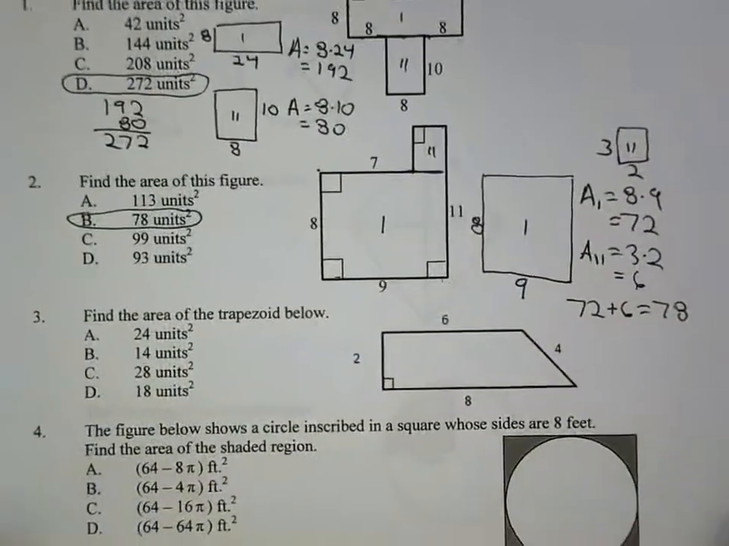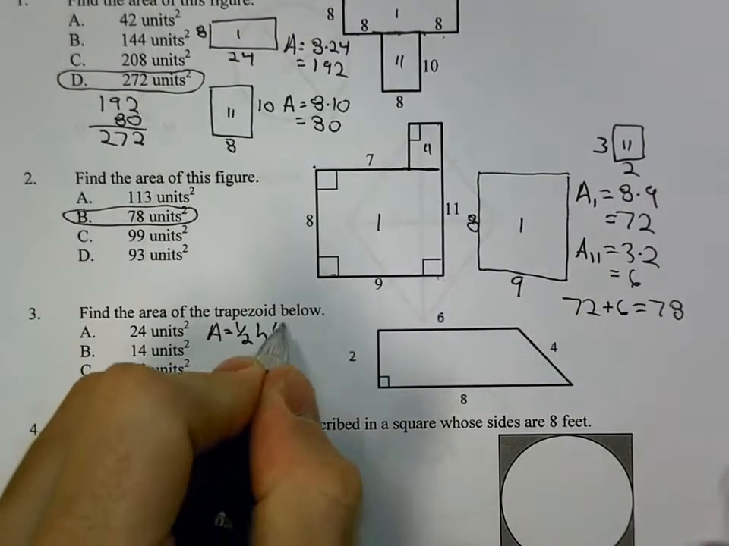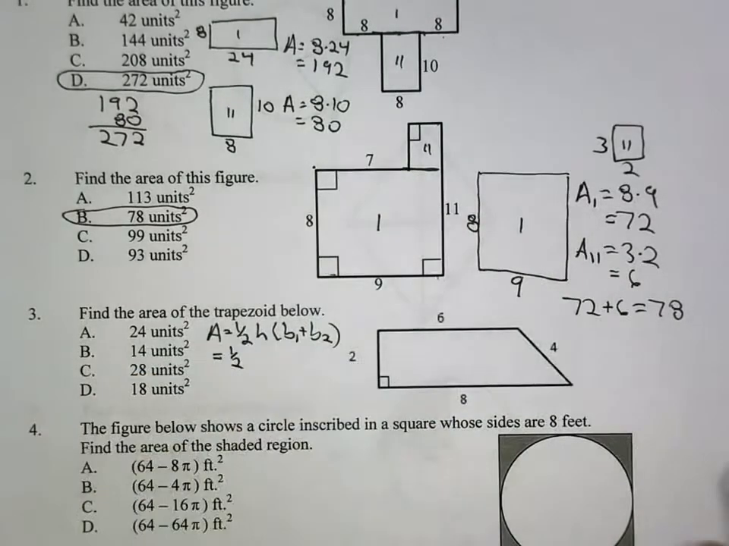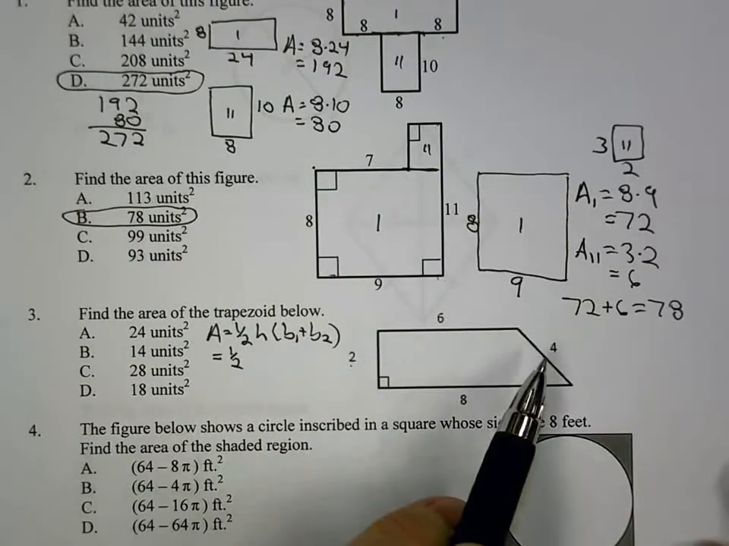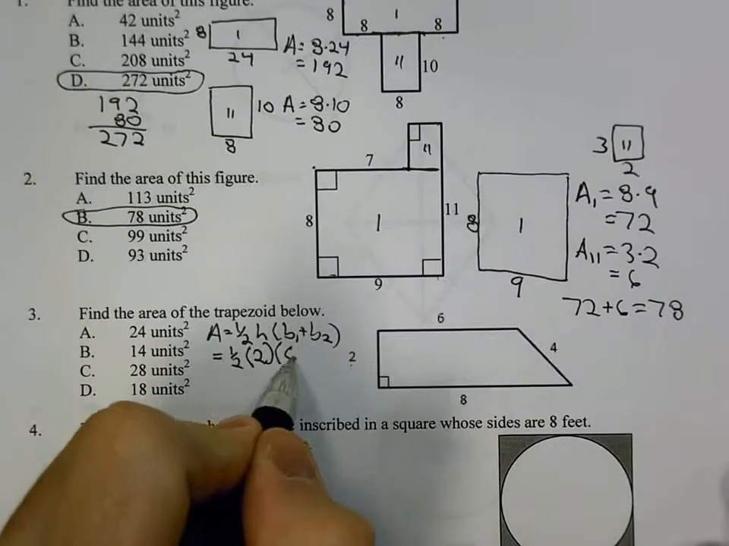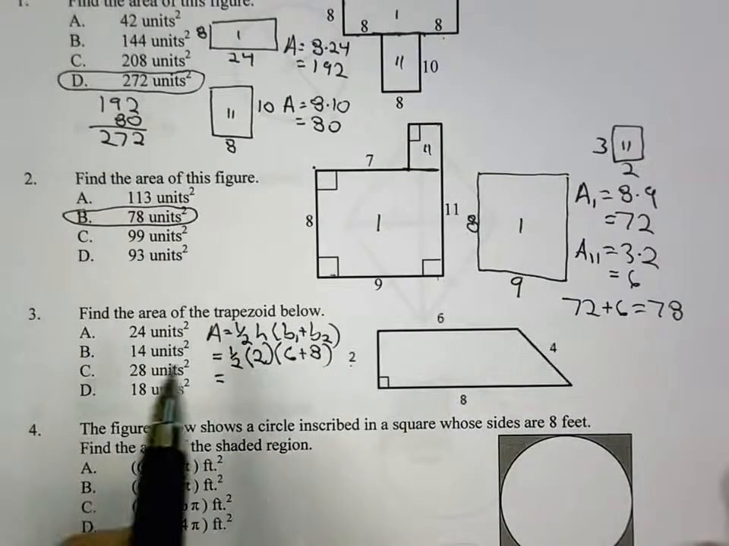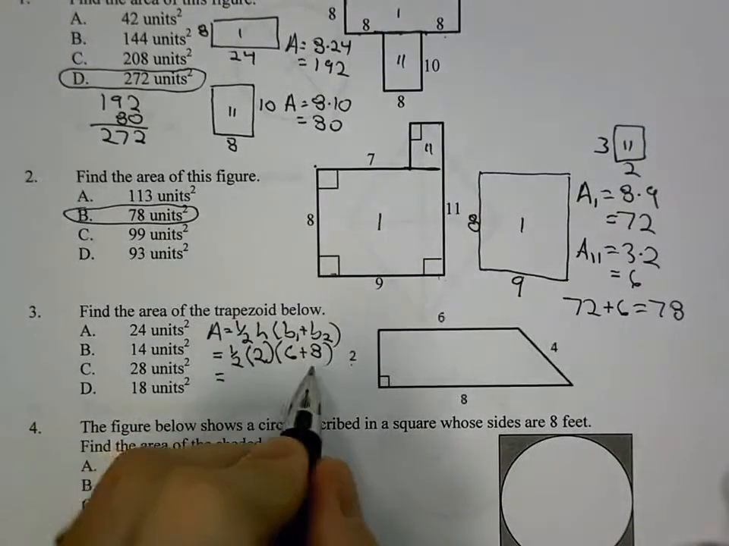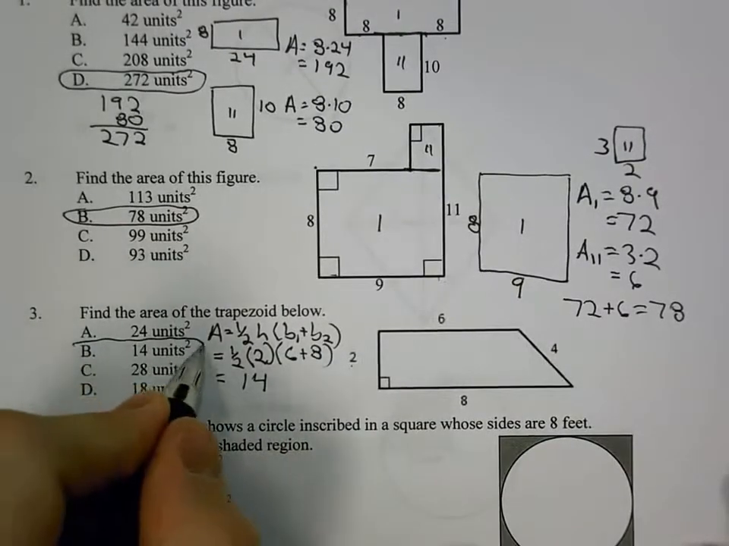For number 3, we need to find the area of the trapezoid. Our formula for the trapezoid is 1/2 the height times base 1 plus base 2. So 1/2, when we pick the height, we have to make sure it's perpendicular to the bases. The 2 is perpendicular to the bases, the 4 is not. So 2 is our height. Base 1 is 6, base 2 is 8. I'm going to simplify here. If I notice 1/2 and 2, I can cross those out because those are just 1. That leaves me with 6 plus 8, which is just 14.